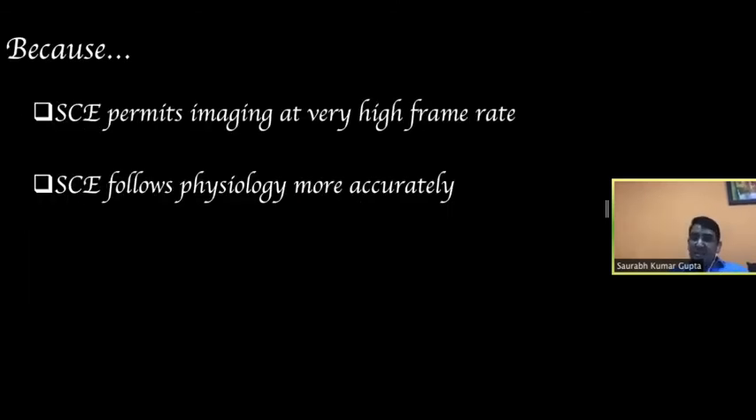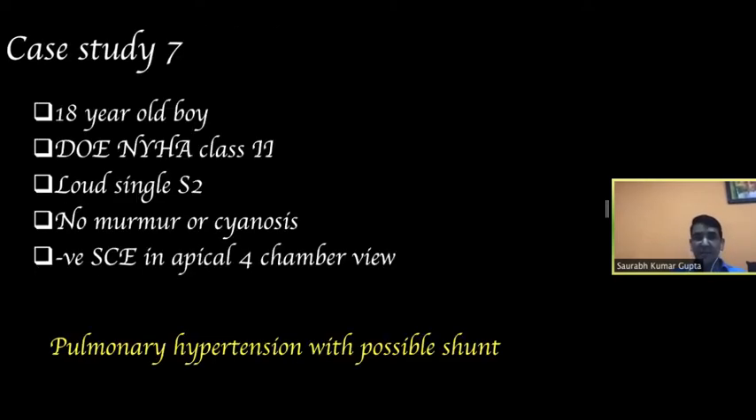So as I just explained, saline contrast echocardiography permits imaging at a very high frame rate because you are not dividing frame rates in giving additional color imaging, so your echo crystals are just working to pick the 2D images, and it has nothing to do with the color images. Saline contrast echocardiography follows physiology much more accurately than what color can do. Now let's get out of the heart for some time and see what is there for us.